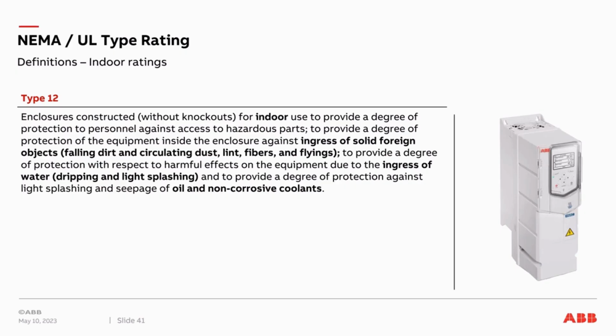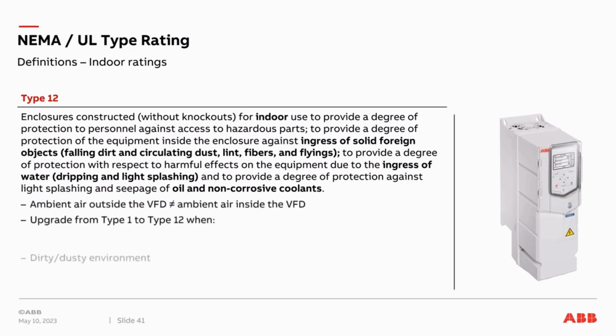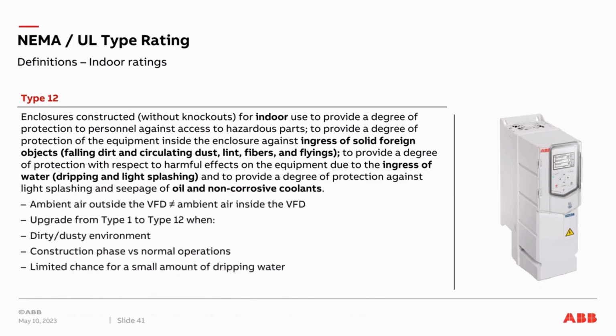So, looking at a Type 12 enclosure, the ambient air on the outside is not equal to the ambient air inside the enclosure. We've upgraded from Type 1 to Type 12 when it's a dirty, dusty environment. Construction phases versus normal phases is something to consider, but if you're going to have drives mounted in a mechanical room, especially in the desert areas where they open the doors up for cooling, that means you have a lot of dust and other things that could come in from the desert. So there's a limited chance for small amounts of dripping water, and you have to look at it. Do I really want to put the drive there in the first place? ABB has a Type 12 enclosure system for the base drive that's very cost effective.